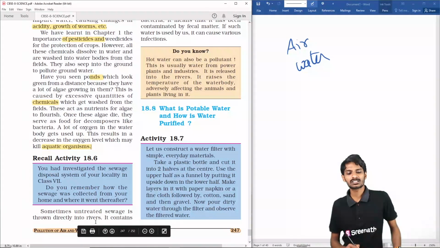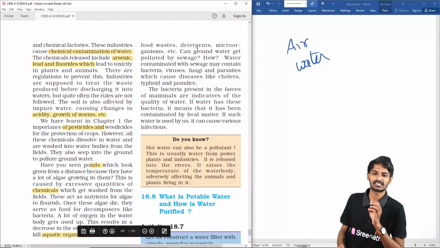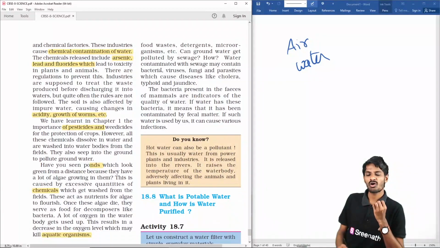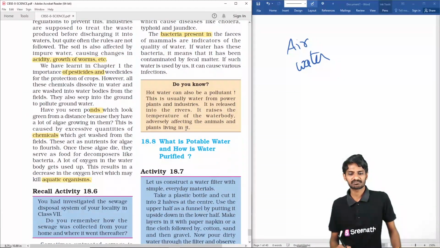Okay, sometimes untreated sewage is directly thrown into the rivers, students. It contains food waste, detergents, microorganisms. So all these pollute the groundwater also. The bacteria present in the feces is an indicator of the quality of water, students. Okay, that is happening.